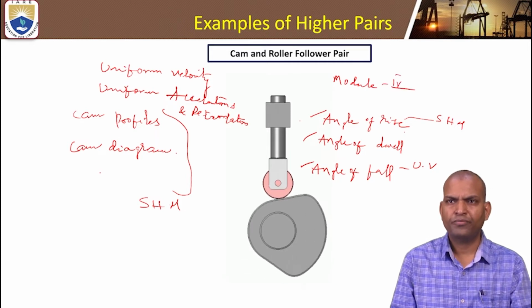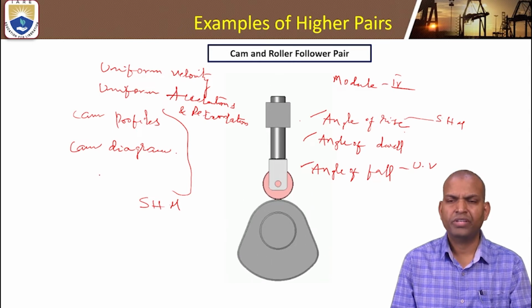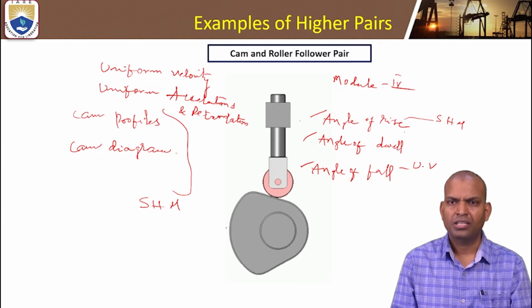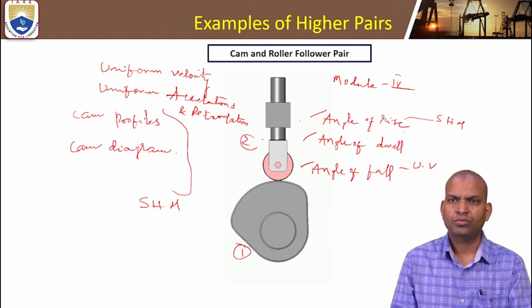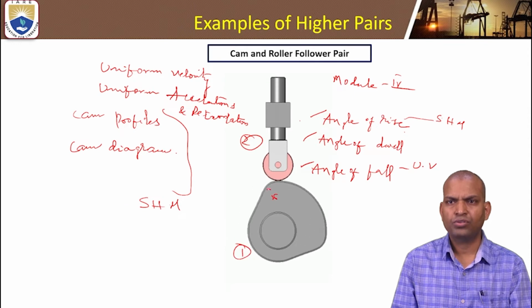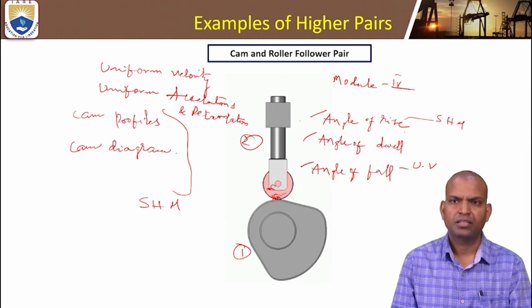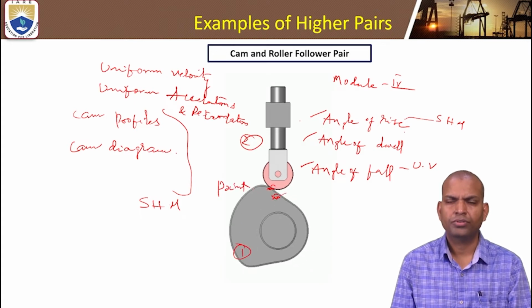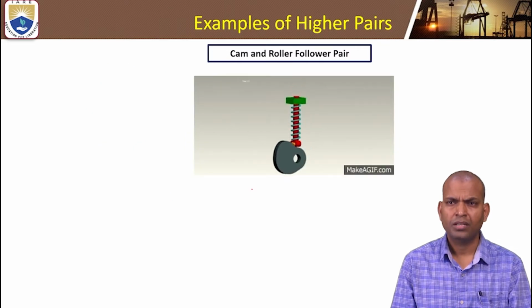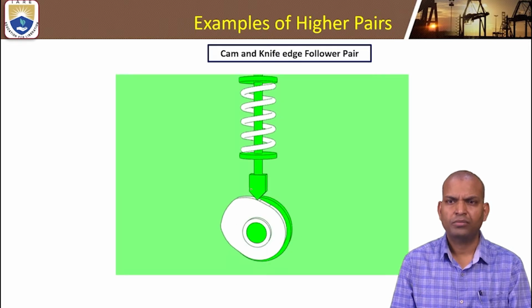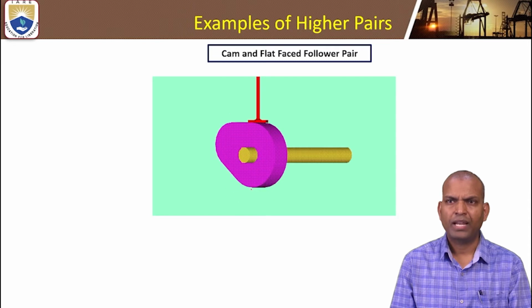So here our main focus is the contact between two links or two elements. Here link 1 is the cam, link 2 is the follower. The contact between these two is point contact. That's why it comes under the category of higher pair. This is also a roller follower, where the contact between the cam and the follower is point contact. The knife edge follower has point contact. The flat faced follower also has point contact.